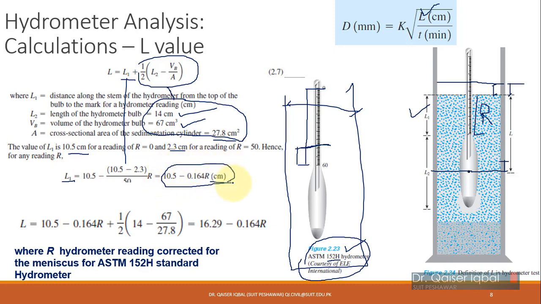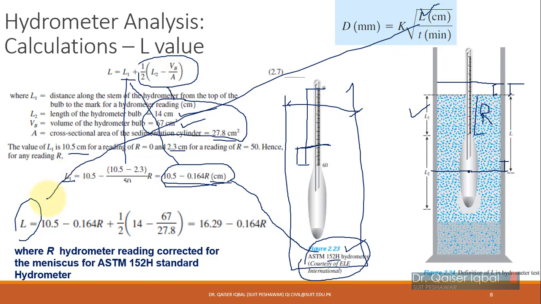So for the 152H hydrometer, you can use this equation to determine the value of L1. L1 will be replaced with this value, and these values will be replaced with these. So if you put all these values into this equation, then L in this equation will be equal to L1, which is from here, plus these values are replaced one by two.